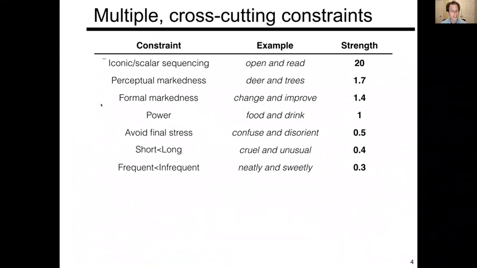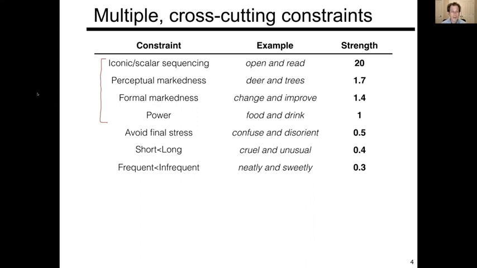Four of these are about the semantics of the words. So the most powerful one is iconic or scalar sequencing. What comes first sort of meaningfully is said first. So for example, you open and read a book, you don't read and open it. Perceptual markedness is like more animate, more positive things tend to come before less animate, less positive things. So for example, deer is more animate than trees, so deer and trees is preferred over trees and deer.